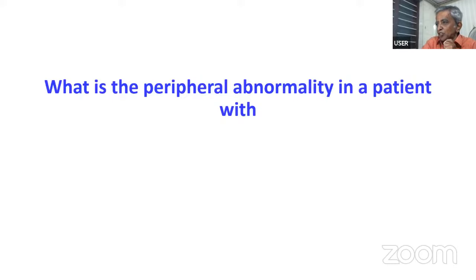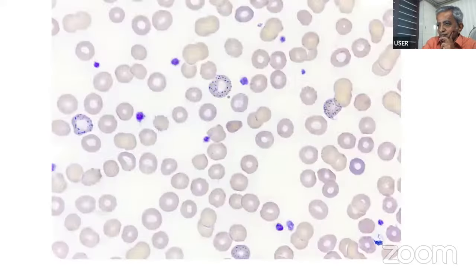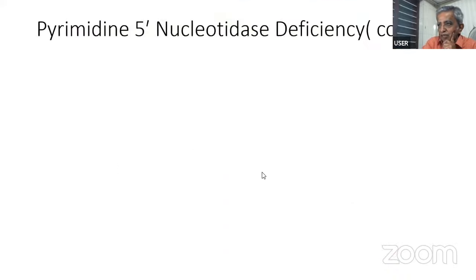what is the peripheral smear abnormality in a patient with pyrimidine 5-nucleotidase deficiency? What is this? What does it show? Can anybody identify? Doesn't matter.